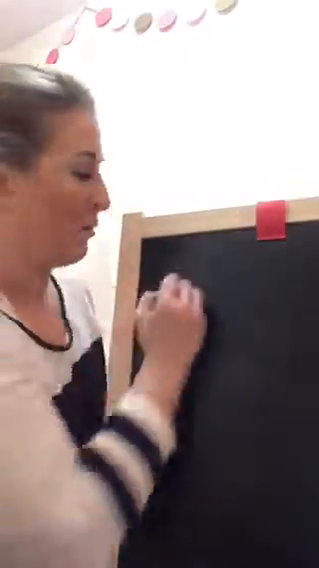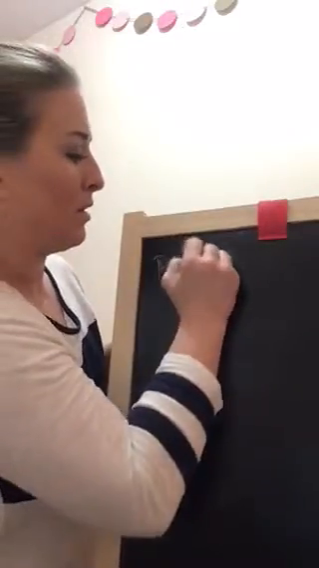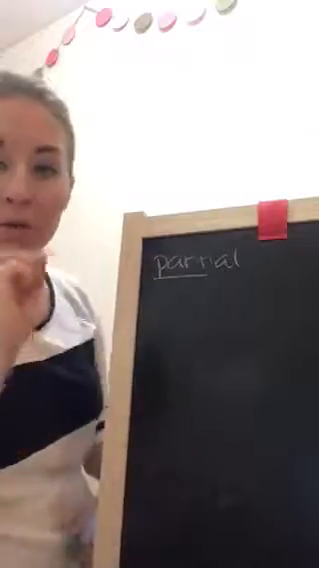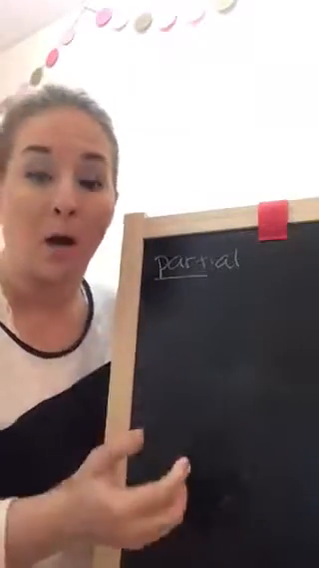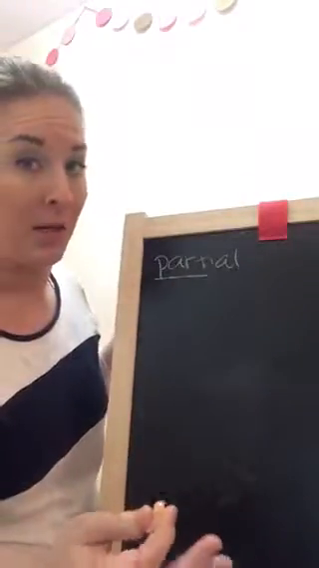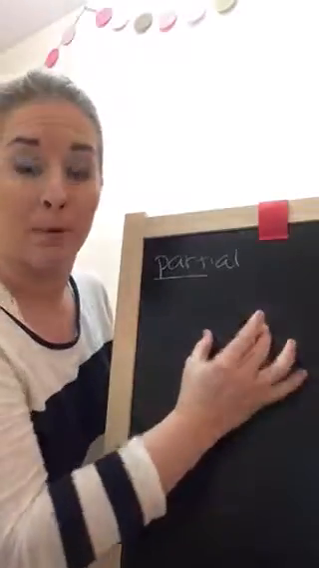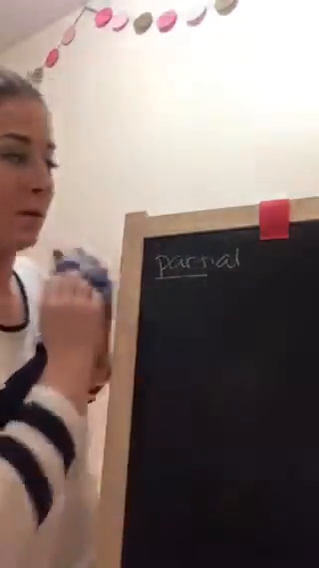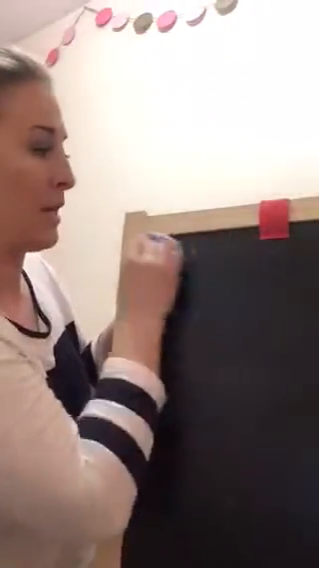A product is what you get when you multiply, and the word partial, I tell the kids it has the word part in it. So a partial product is only part of the big product you're going to get. So you get 2 partial products, and when you put them together, you will get your total product. So I'll show you what that means here in just a second.